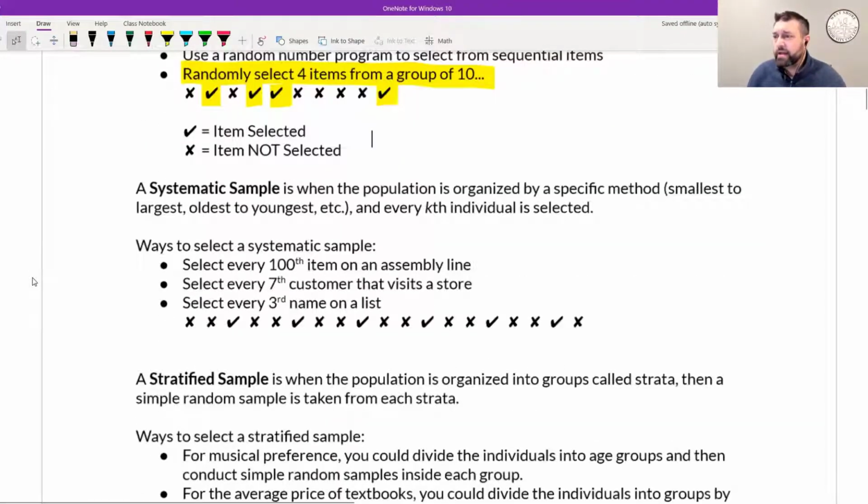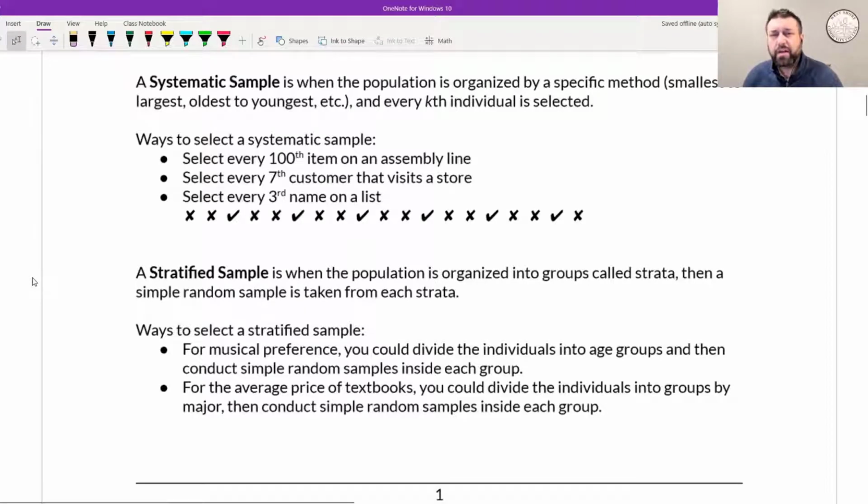Another way is called the systematic sample. And you've seen systematic samples probably in a gym class sometime at school where the instructor said, okay, everybody number off. So 1, 2, 3, 4, 1, 2, 3, 4, 1, 2, 3, 4. Okay, all the ones you go over here, all the 2s you go over there. That's what a systematic sample is like.